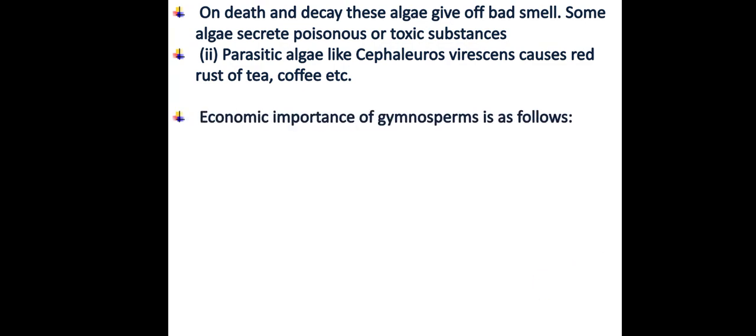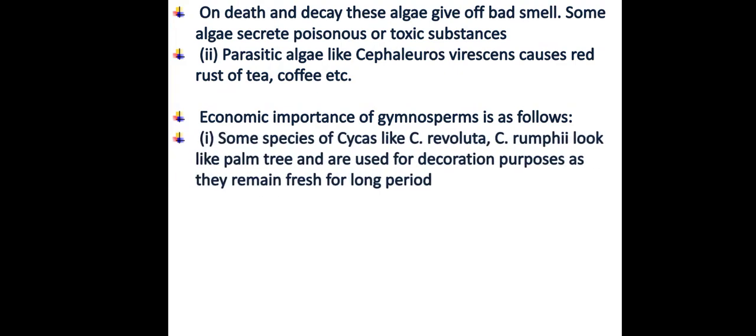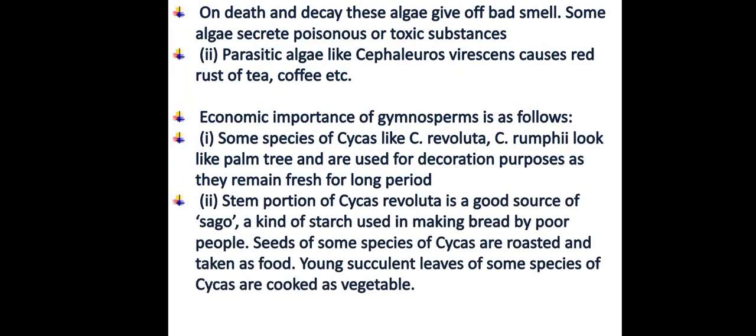Economic importance of gymnosperms. Some species of Cycas, like Cycas revoluta and Cycas rumphii, look like palm trees and are used for decoration as they remain fresh for a long time. The stem of Cycas revoluta is a good source of sago, a kind of starch used in making bread by poor people. Seeds of some species of Cycas are roasted and eaten as food. Young succulent leaves of some species of Cycas are cooked as vegetables.